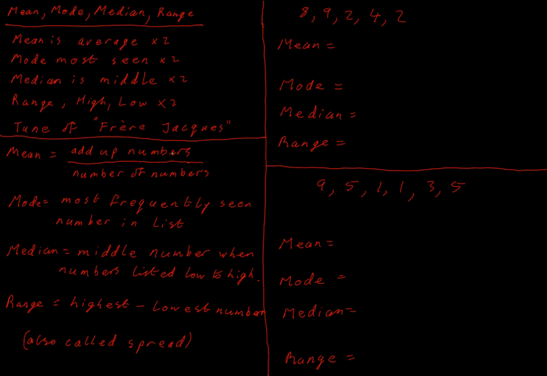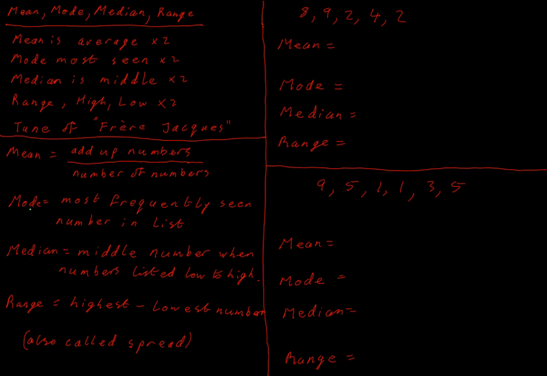So it's add up all of the numbers. So if we have all of these numbers, we'd add up all of these numbers and then divide by the number of numbers. So we'd add up 8, 9, 2, 4, and 2, add them all up and divide by 1, 2, 3, 4, 5. We'd divide the sum of these by 5. So that's our average, our mean, and that's always going to be true.